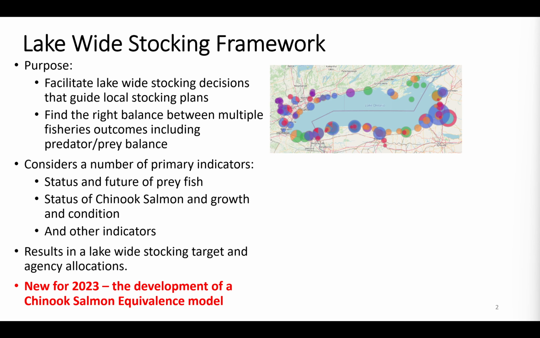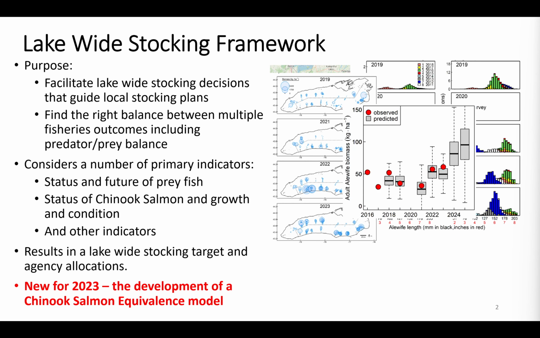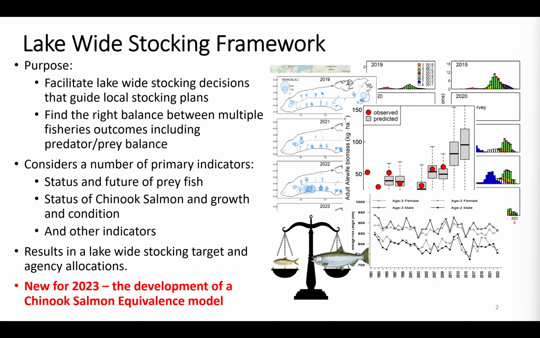We stock a lot of fish in Lake Ontario, and we need to find that right balance between multiple fisheries outcomes for fisheries restoration and supporting recreational fisheries, and also keeping an eye on predator-prey balance. We need to consider a number of primary indicators. You've heard some of them today. I'm not going to go through the entire framework and what it entails, but predator-prey is top of mind. Our ability to predict where we think the prey fish is going, looking at our Chinook growth indicators, trying to get a handle on wild production and understanding that dynamic. Also, we can have an eye on managing or trying to balance out this predator-prey equation.